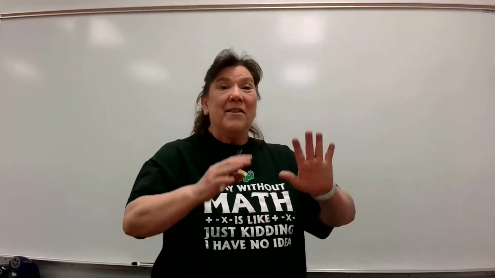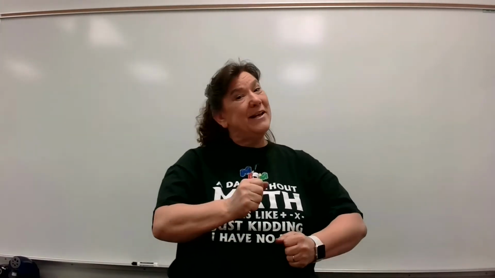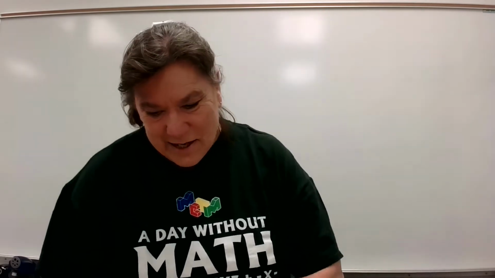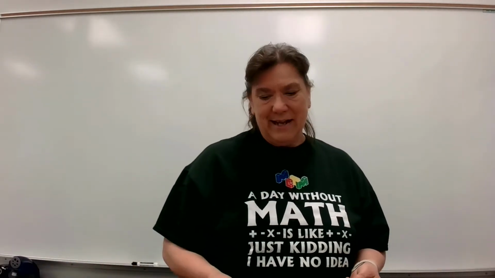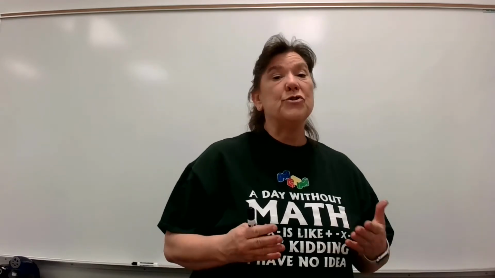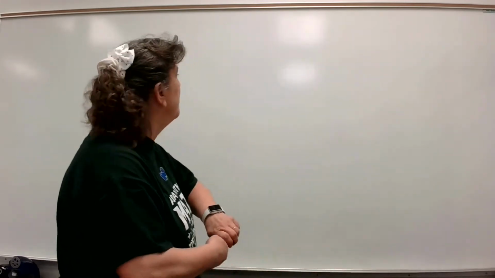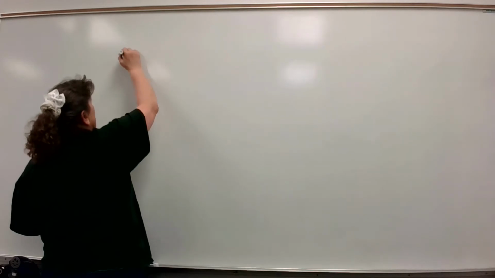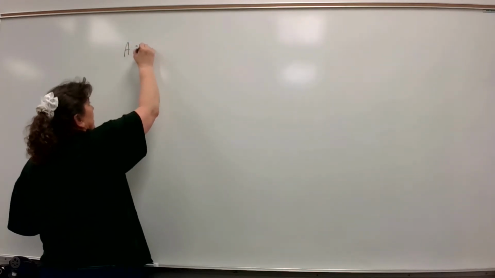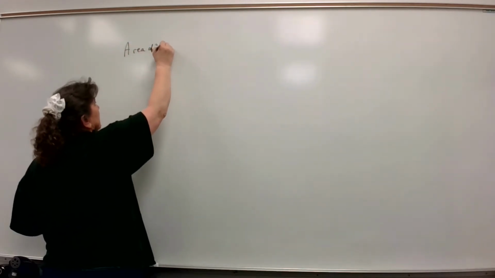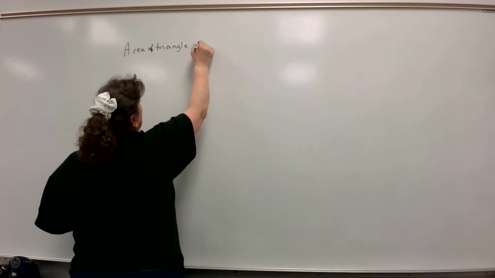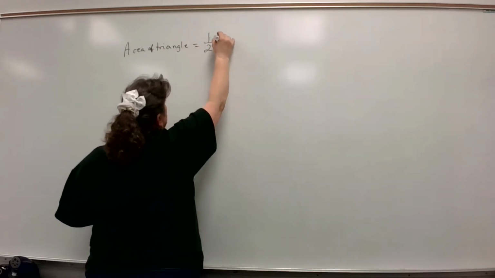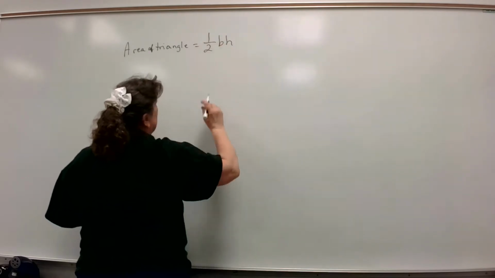Okay, everyone, the last assignment in the unit, isn't that great? And this is homework 10, and we're going to look at ways to calculate the area of a triangle. We already know the one that we've used throughout the whole course so far. The area of a triangle is equal to 1/2 times the base times the height.